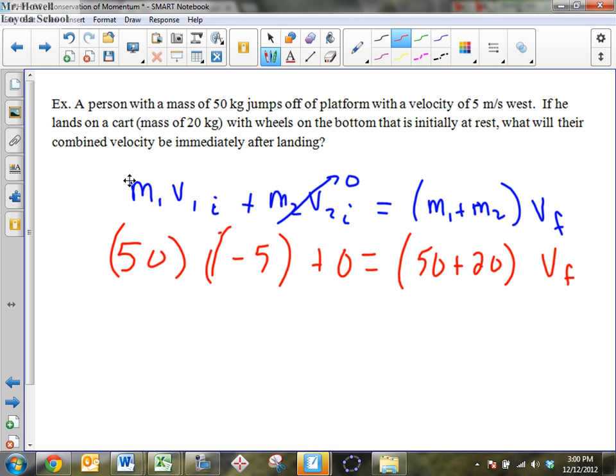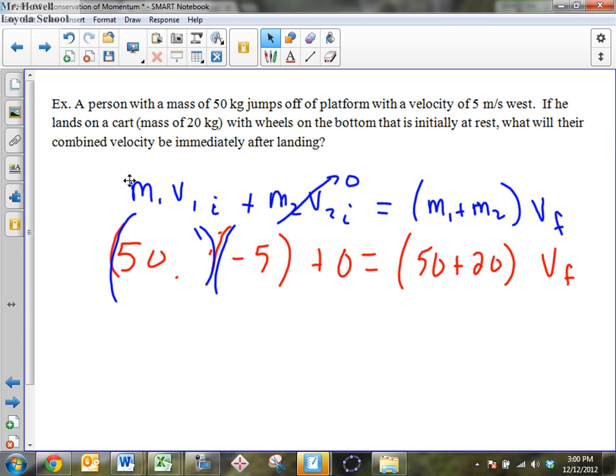Okay? This problem is actually easier mathematically speaking. These are multiplying each other, not a plus sign. You should get a negative answer, I hope. Think about it: the person jumps off the cliff west, lands on the cart, so together they're going to continue to move west. So your answer needs to be negative. You're going to get an answer of negative 3.6.